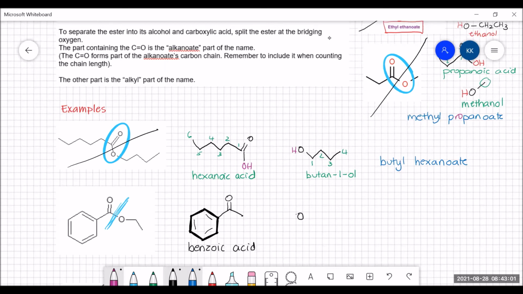And then we have our oxygen. Let's put our OH back on to the acid and our hydrogen back onto the alcohol, and we will see that what we have here is ethanol. We know that because there are 1, 2 carbon atoms. So the name of our ester is ethyl benzoate.